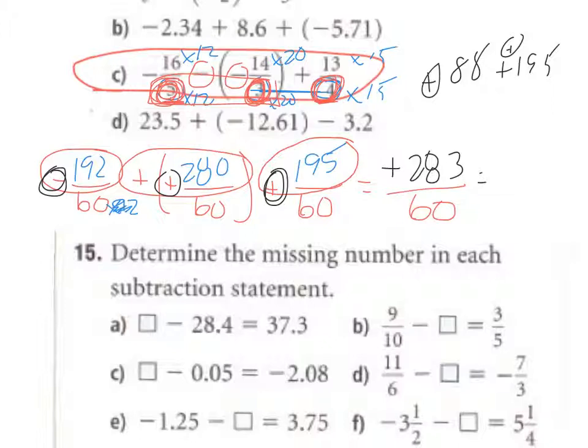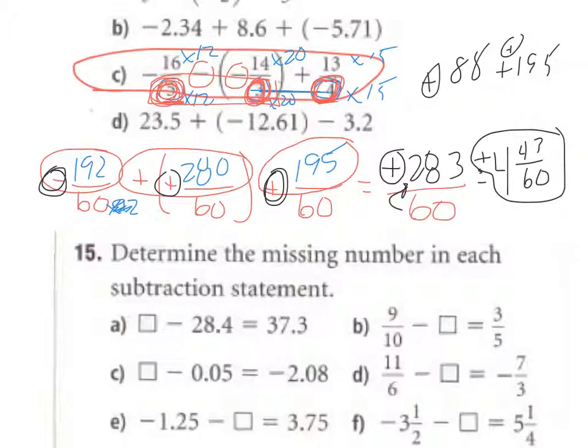Now I need to know how many times 60 goes into the top number. 60 goes into the 283 4 times, with 43 left over, and it's a positive answer. So my answer is positive 4 and 43 over 60.